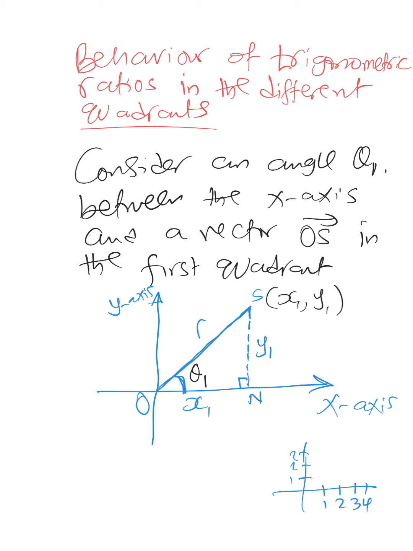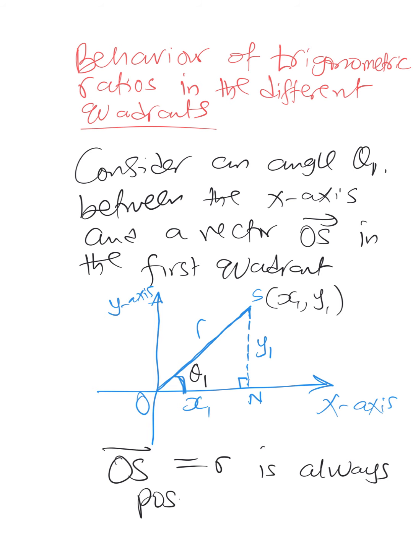From the coordinate system, we know that x1 and y1 are positive values. On the right side of the y-axis we only have positive values of x, and above the x-axis we have positive values of y. So S as a point has the coordinates x1 and y1, where x1 is the length from O to N and y1 is the length from N to S. Before reading the sine of this angle using the right angle triangle we have created, let's say that the length from O to S, which equals r, is always positive.